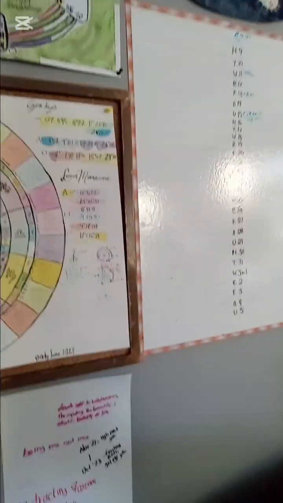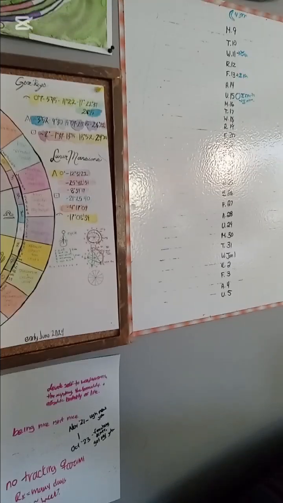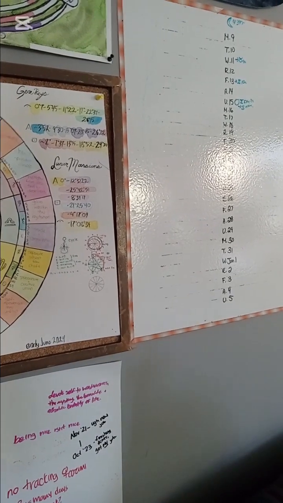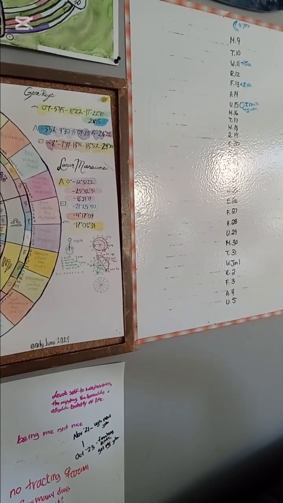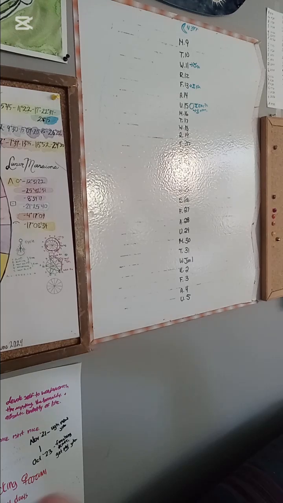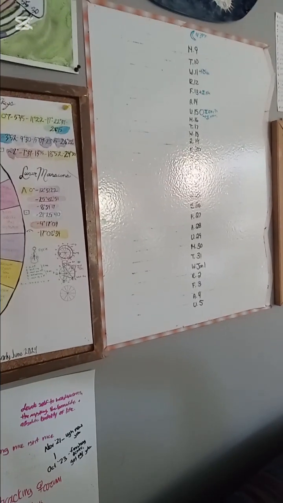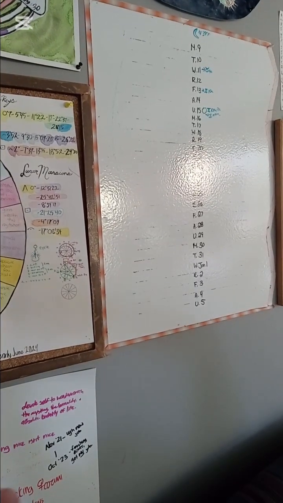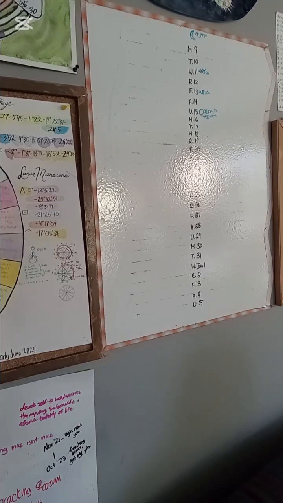Just getting some glimpses of my astro wall here. Sorry about the glare. I thought I had set up the angle so there was minimal glare on the calendar, but you do what you can, you know?